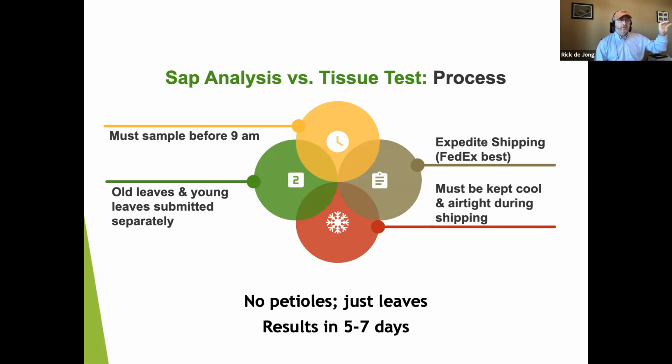We are submitting old leaves and young leaves separately, as long as there's enough growth between them to get an old and young leaf off the new shoots. And we are shipping only leaves, no stems, just the leaves. The stem is the highway. We're looking at the sink called a leaf. And we do end up expedite shipping them. FedEx has worked the best for me.